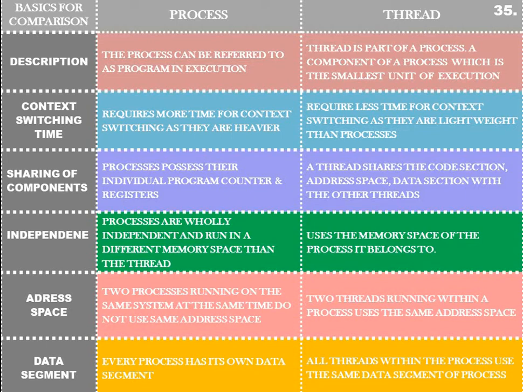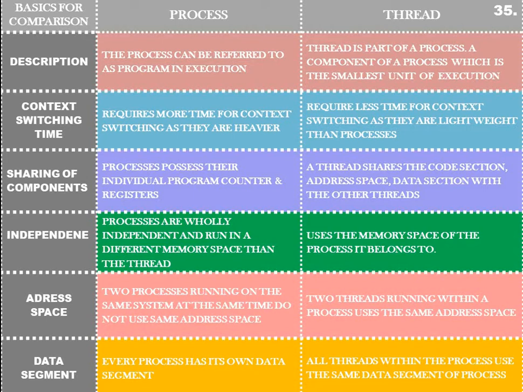The third comparison between the process and thread would be on the basis of sharing of components. Processes possess their individual program counter and registers. You already know that the program counter and registers are all built inside the CPU. The CPU has certain parts like ALU, CU, cache, and other temporary memories, which are registers. The program counter is also a type of special purpose register.